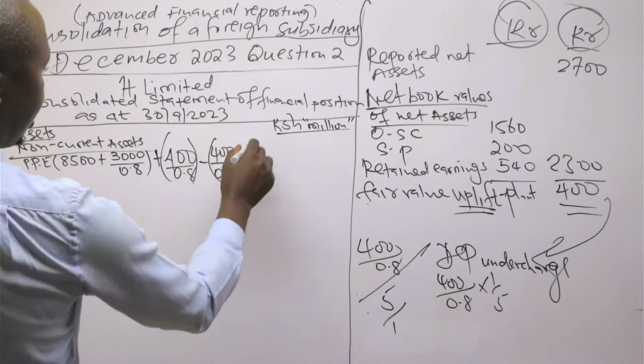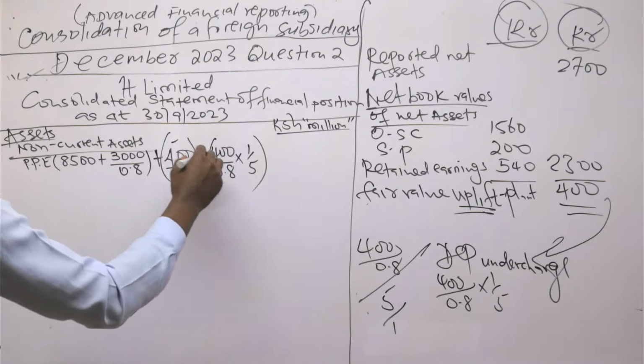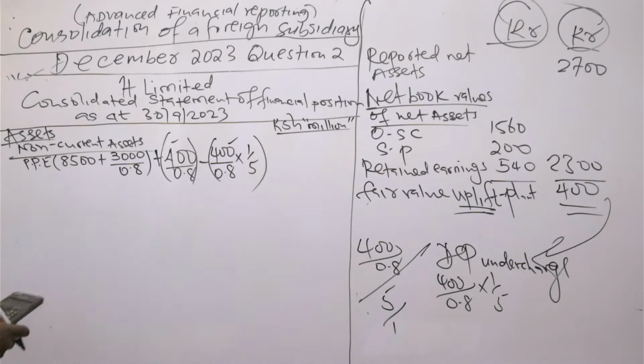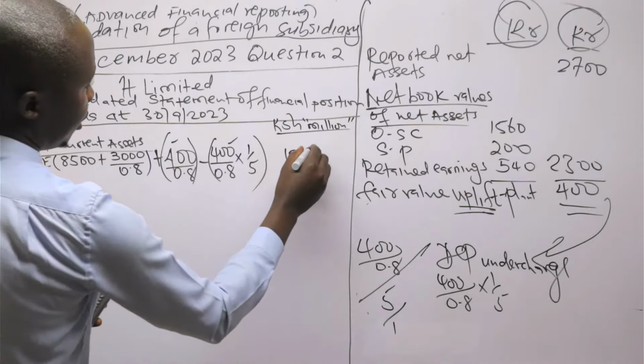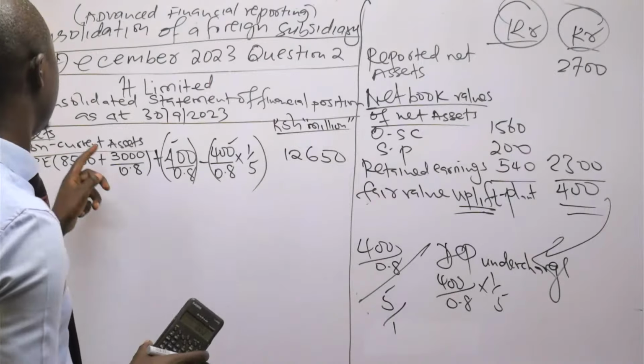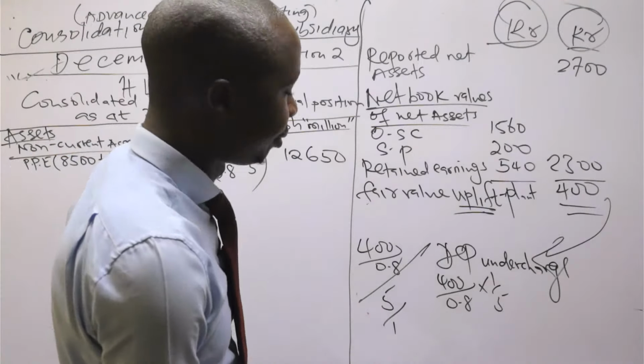So which answer am I getting here? Remember, this is the revaluation, this is the depreciation undercharge. So if I take 8,500 plus 3,000, you divide by 0.8, the translation, plus 400 divided by 0.8, minus 400 divided by 0.8 times 1 over 5, I'm getting 12,650. We are done with the property, plant, and equipment for this question.